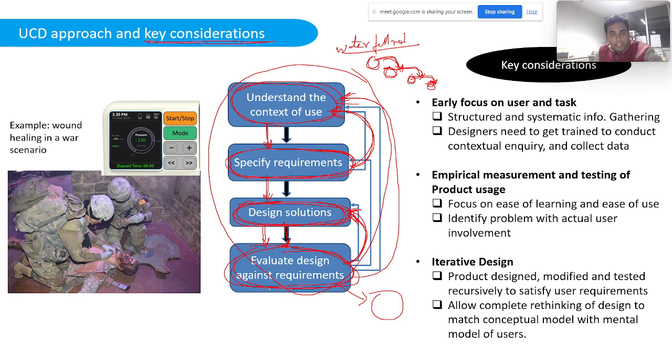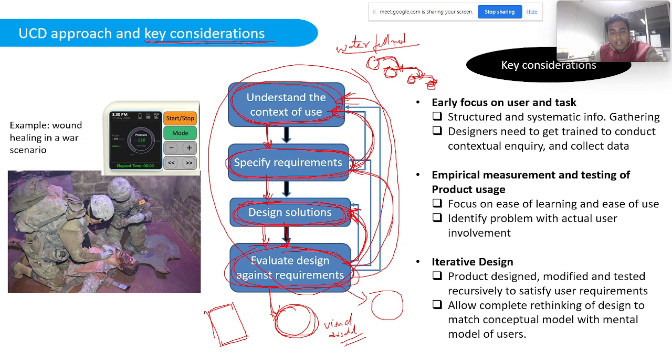Probably at the time of testing you encounter a new user, and based on his requirements you again have to inquire about the scenario, or you need to go back to the specification phase. So you need to modify your specifications for that particular person. For example, if you are designing an application for a normal person, and suddenly at the time of product testing you identify one person who is visually disabled.